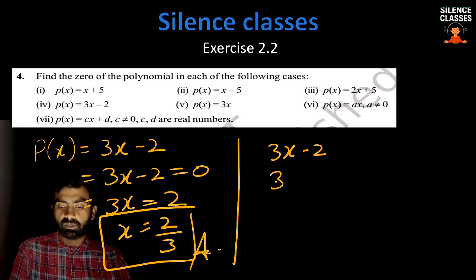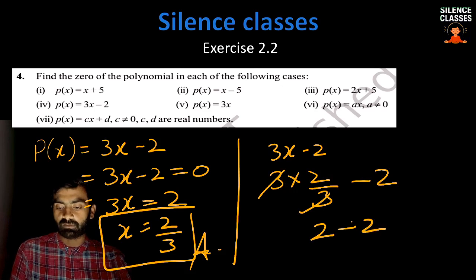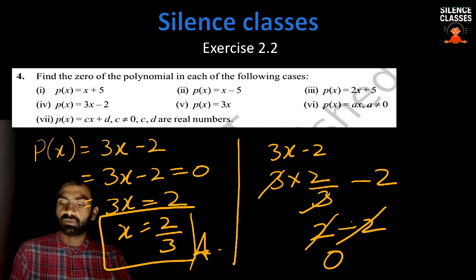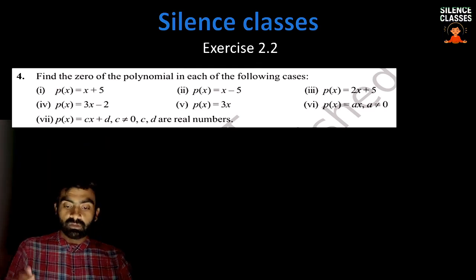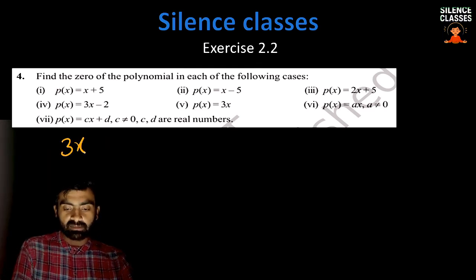3 multiplied by 2 upon 3 minus 2. We can cut it out. 2 minus 2, we can cut it out. We will get 0. So you don't have to do this particular thing. Okay. Now p(x) is equal to 3x is given.